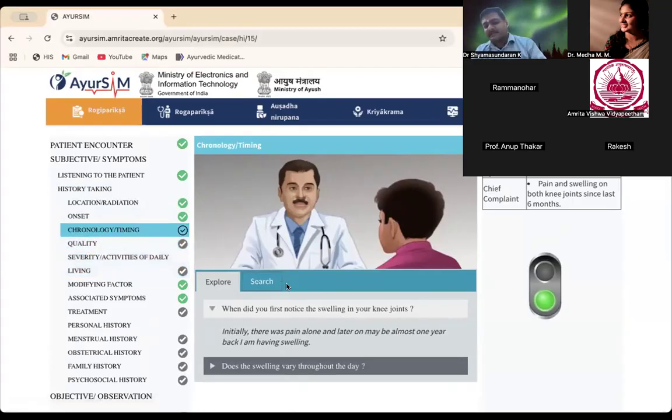So this is one method of the representation in AyurSIM, that is having a traffic light signal wherein the questions which are correct will give you green color and the questions which are wrong will give you a red color. So here the student will learn what are the specific questions which need to be asked in that particular case. If you have spent sufficient time using this module, then you will know these are questions that I shouldn't miss when I see such a patient in the clinical setting.